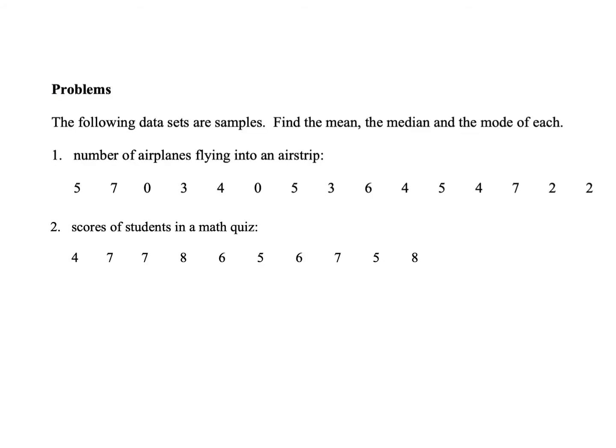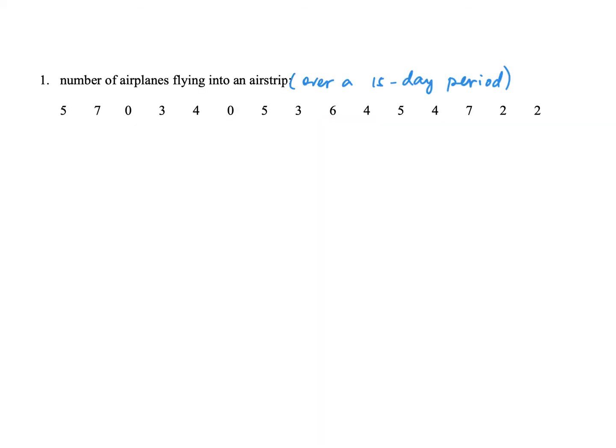These are the two problems that we will discuss, and we have two data sets, and we will find the mean, the median, and the mode of each of them. We will also assume that each data set is a sample data set and not a population data set. Let's take example 1. Here we have the number of airplanes flying into an airstrip over a 15-day period.